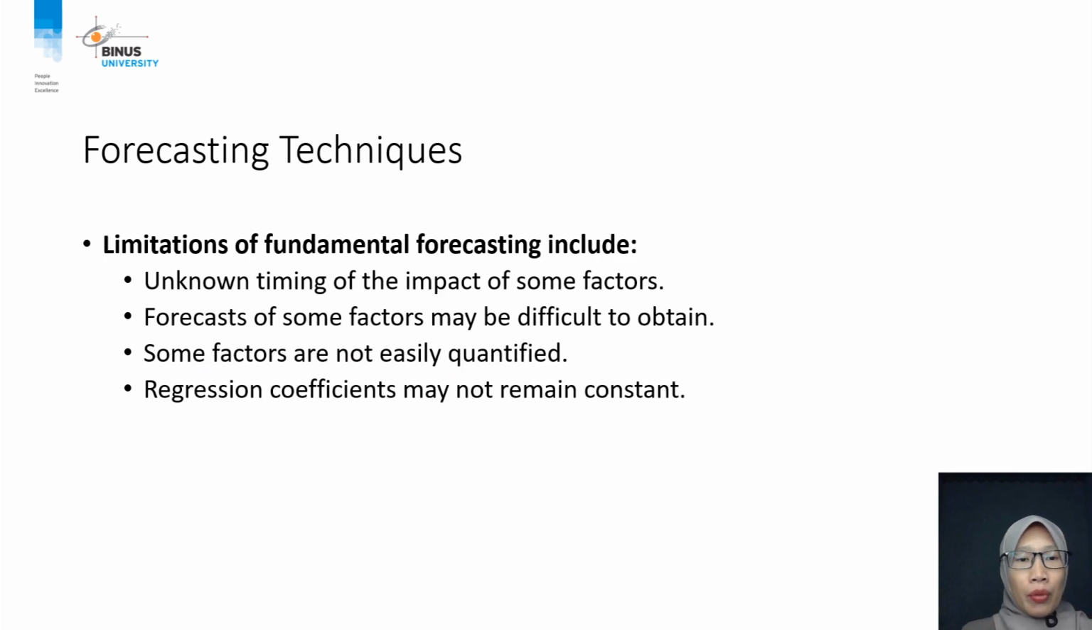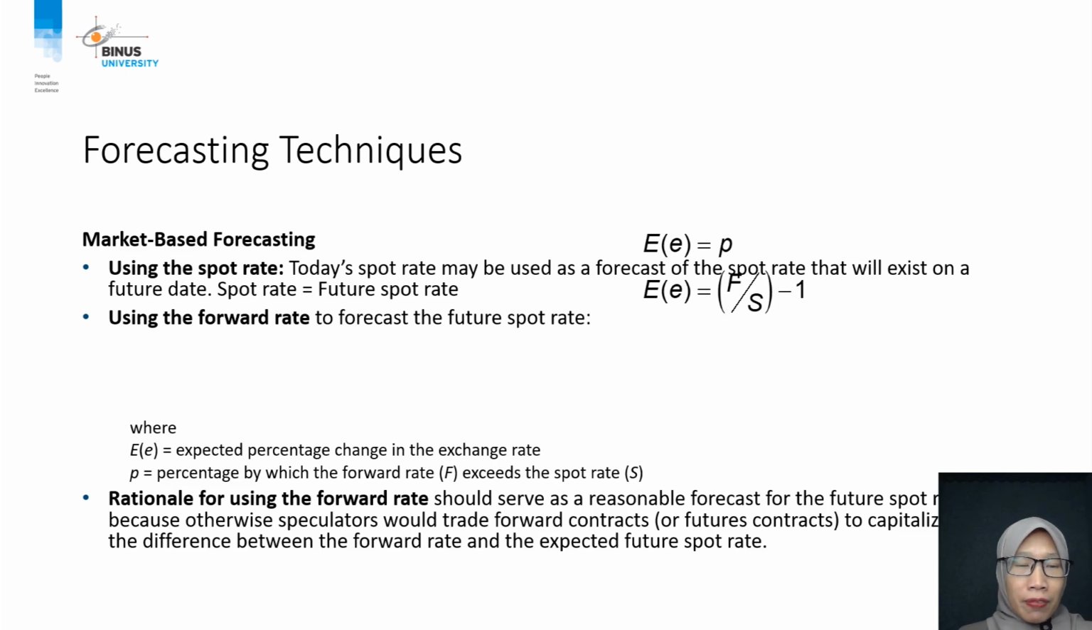So we have some limitations of fundamental forecasting, which include the unknown timing of the impact of some factors. Forecasts of some factors may be difficult to obtain. Some factors are not easily quantified. Regression coefficients may not remain constant. The forecasting technique based on the market uses the spot rate, the forward rate, and the rationale for the forward rate.